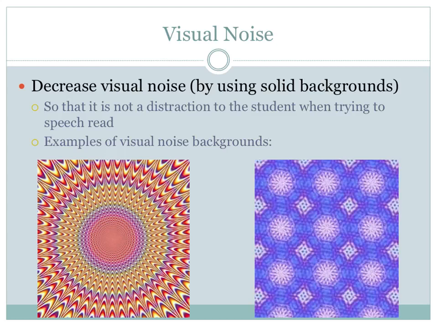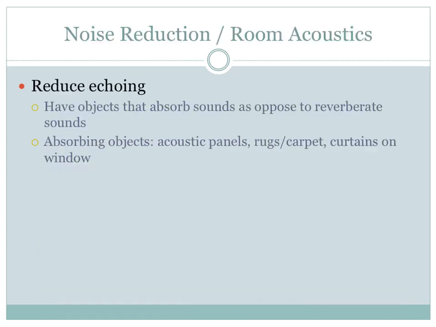Visual noise is a big thing that can affect deaf or hard of hearing students. The two examples on the bottom are high visual noise backgrounds. It makes it very hard for the student to speech read or read the signs from the interpreter because there's so much going on. So we suggest using solid backgrounds, that way there's no distraction.